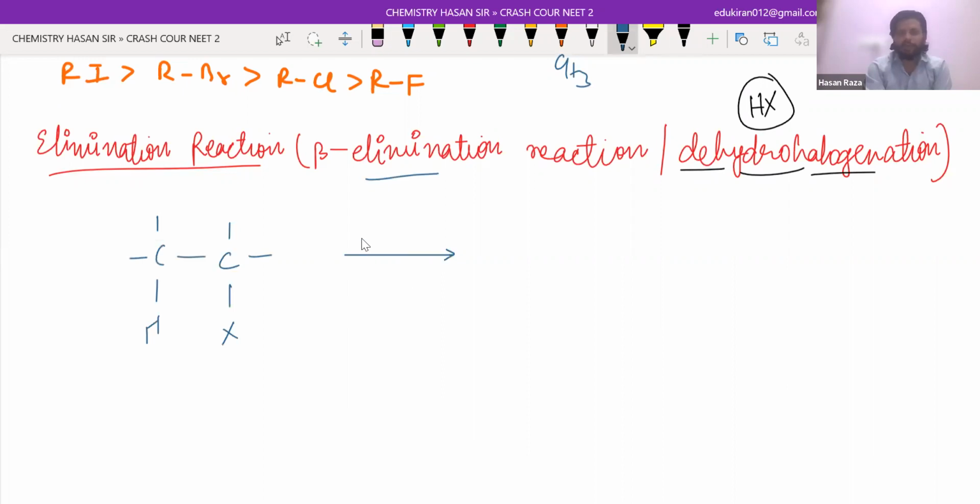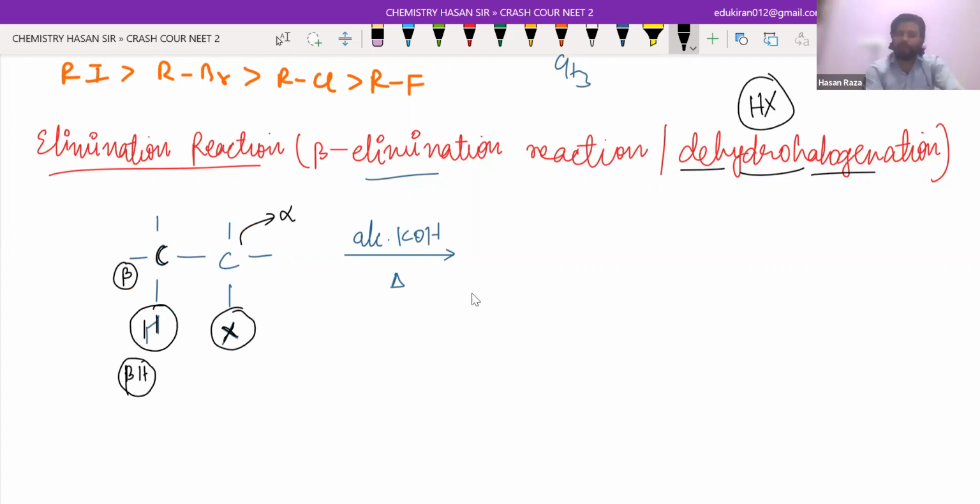So this is your X, and this is your hydrogen. If you carry this reaction out in alcoholic KOH and heat it, see what will happen. The carbon to which X is connected is known as the alpha carbon, and the carbon directly attached to the alpha carbon is known as the beta carbon, and the hydrogen connected with the beta carbon is known as beta hydrogen. So you just remove X from alpha and hydrogen from beta, and make a pi bond, a double bond between these two. This is known as elimination reaction.